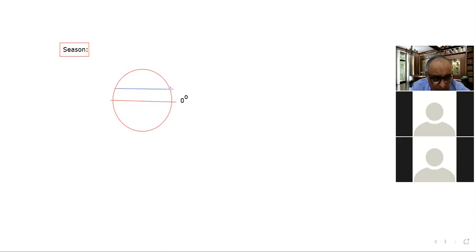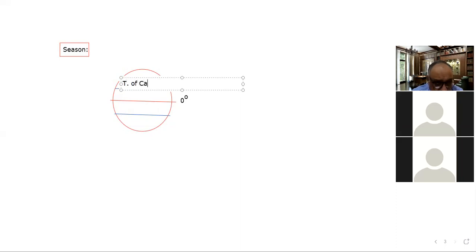23.5 degrees north of the equator and 23.5 degrees south of the equator fall the two tropics. This is known as the Tropic of Cancer, and this part is known as the Tropic of Capricorn. Please bear this in mind. This part is known as the Tropic of Cancer.